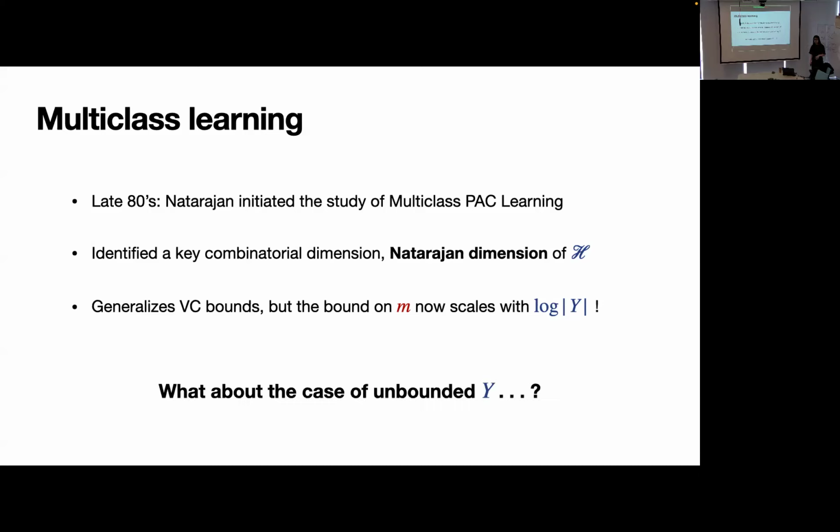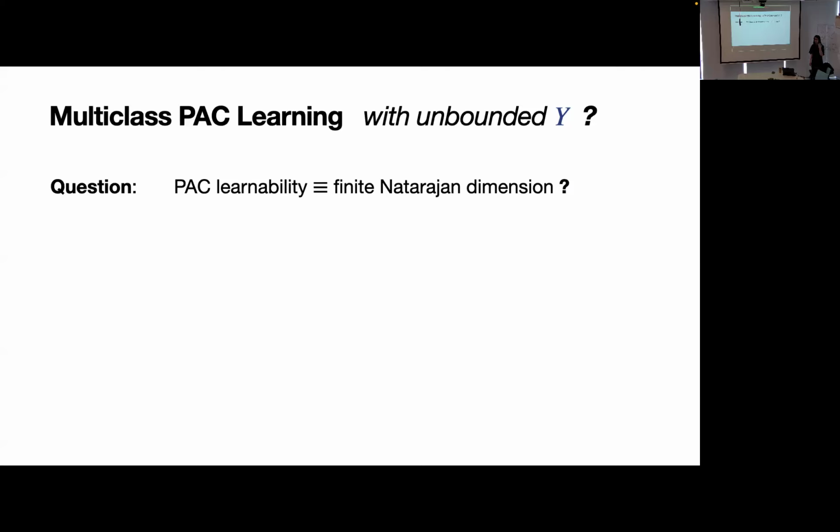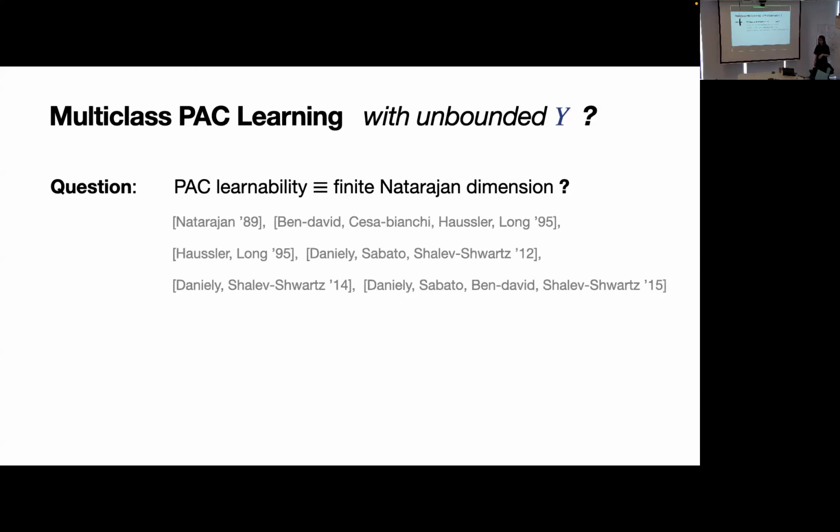So the question remains, what happens when we have unbounded label spaces? Does the Natarajan dimension characterize learnability? Maybe another dimension. What is the truth? In one way or another, this question was asked: is PAC learnability equivalent to the finiteness of the Natarajan dimension? This was asked starting from Natarajan in '89 and in later works as well.